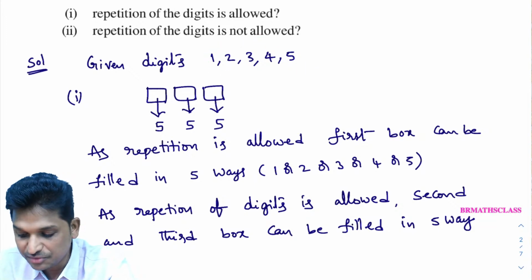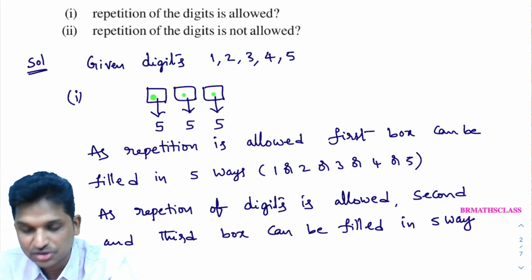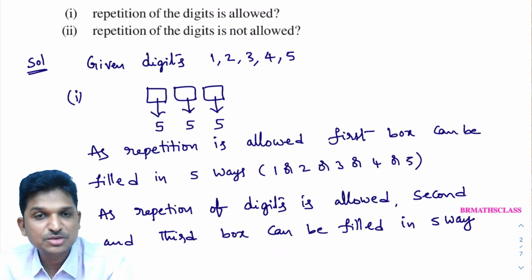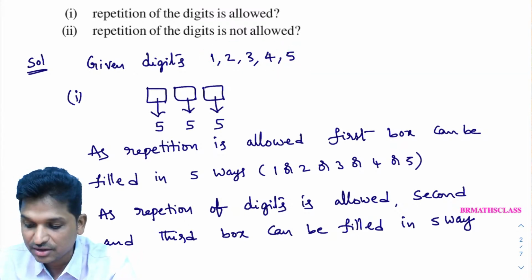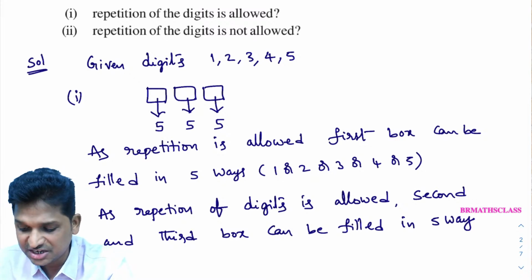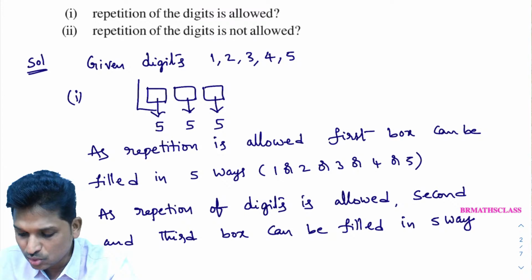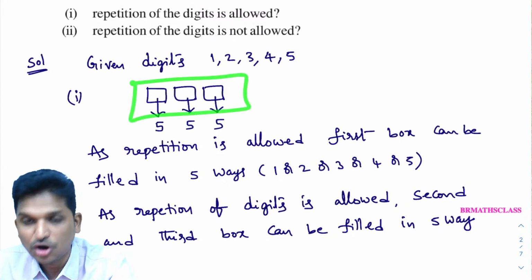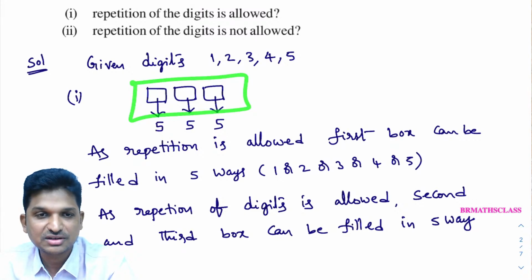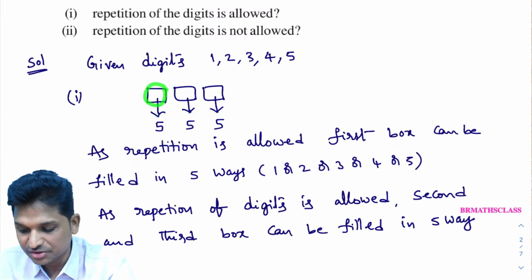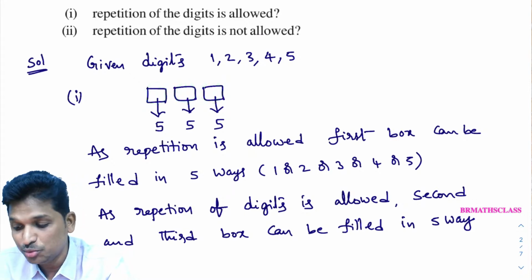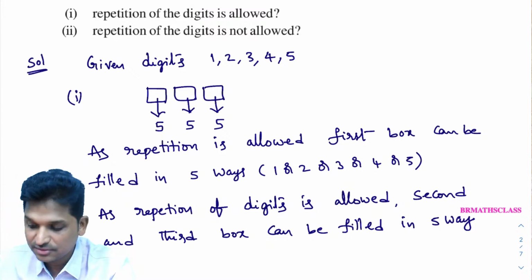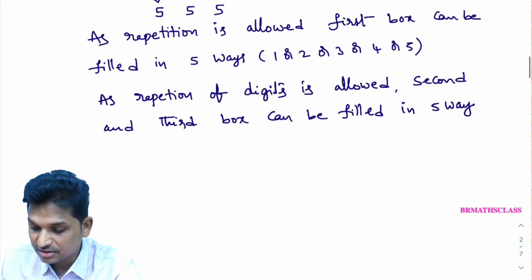So here the first box can be filled in 5 ways, the second box in 5 ways, the third box in 5 ways. Now by the fundamental principle of multiplication, how many 3-digit numbers can we form by using the given digits 1, 2, 3, 4, 5? I'll write the same thing. What is the fundamental principle of multiplication? Here actually there are total 3 works. The actual work is forming a 3-digit number. I divided this into 3 works. First work, filling this box. Second work, filling the second box. Third work, filling this third box. By the fundamental principle of multiplication, the total work can be done in how many ways? 5 into 5 into 5. So I'll write the same thing here.